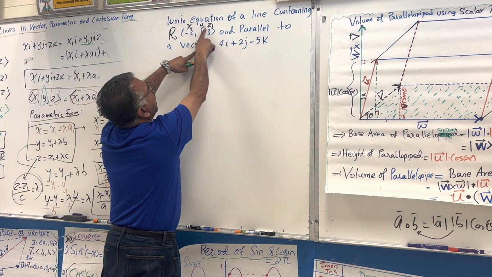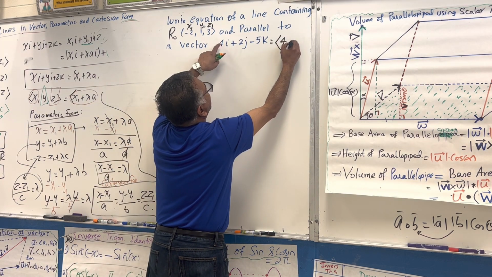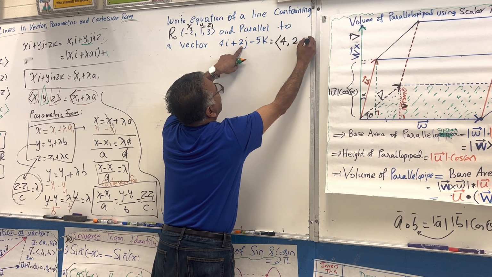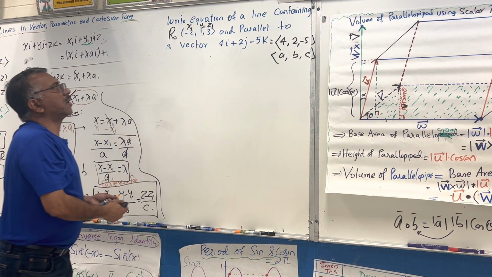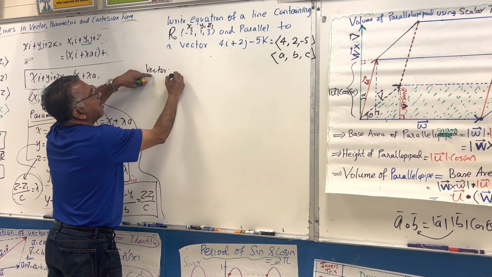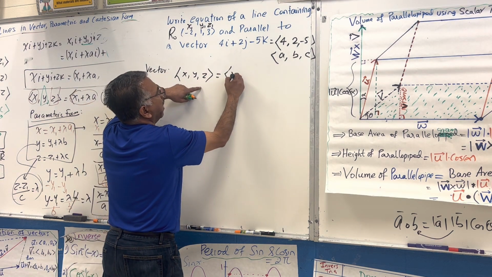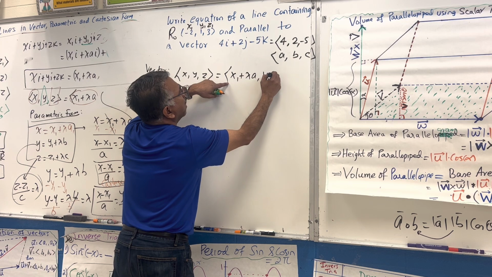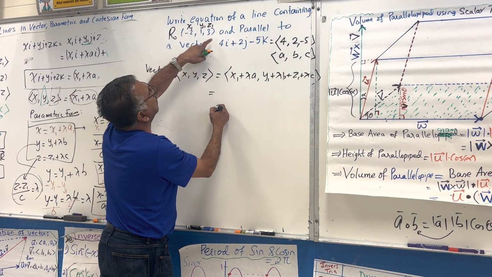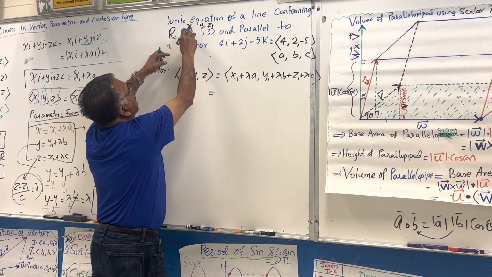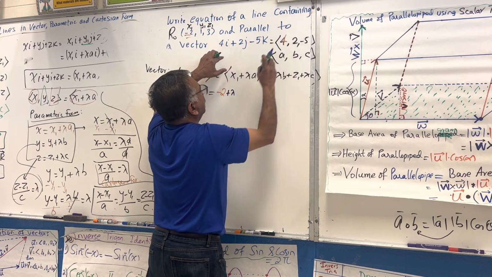And it's parallel to a vector which is given. This is 4, and this is in the component form, and this is minus 5. So this is like your A, B, and C. You already know A, B, C. Once you have this, you want to write this in the vector form. It is x, y, z equals x1 plus lambda A, y1 plus lambda B, z1 plus lambda C. Okay, and that's the answer. So x1 is minus 2. So this minus 2 will go right here, so minus 2 plus lambda times A, which is 4.